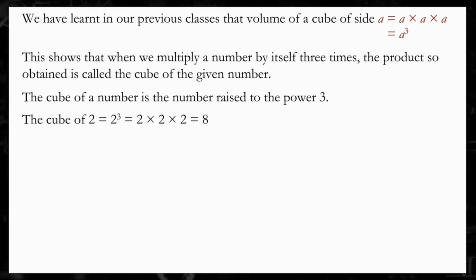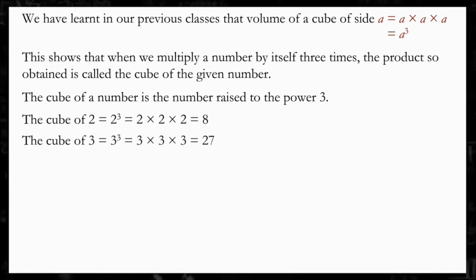The cube of 2 is equal to 2 raised to power 3, which is equal to 2 into 2 into 2, which is equal to 8. The cube of 3 is equal to 3 raised to power 3, which is equal to 3 into 3 into 3, which is equal to 27. The cube of 5 is equal to 5 raised to the power 3, which is equal to 5 into 5 into 5, which is equal to 125.